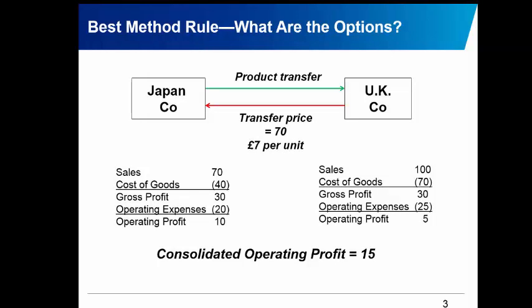Let's go to a simple example to illustrate this rule. Here, as you can see, you have a Japanese company which is a manufacturer and which sells products to a UK company which is a related party and which is a distributor. In this specific example, the Japanese company will sell 10 units at a price of 7, so our global transfer price is 70.